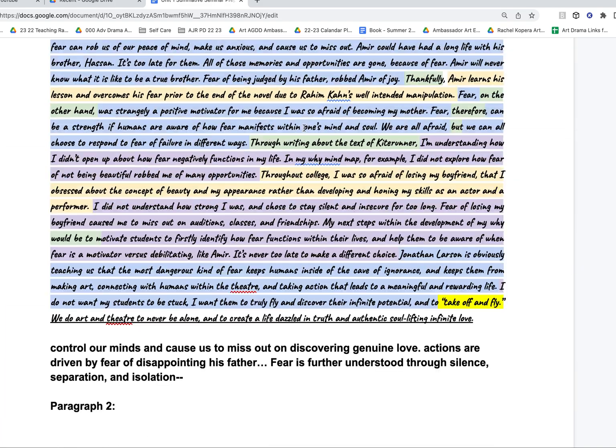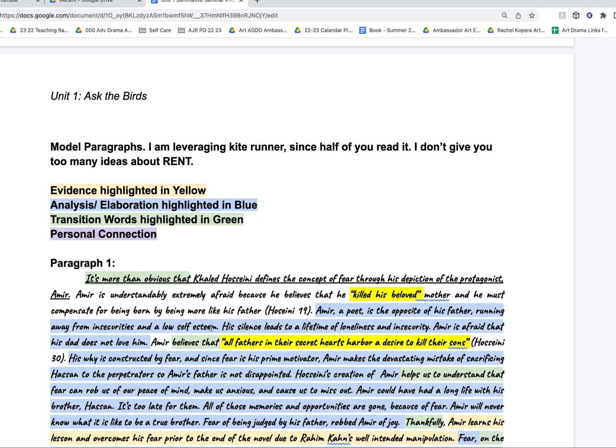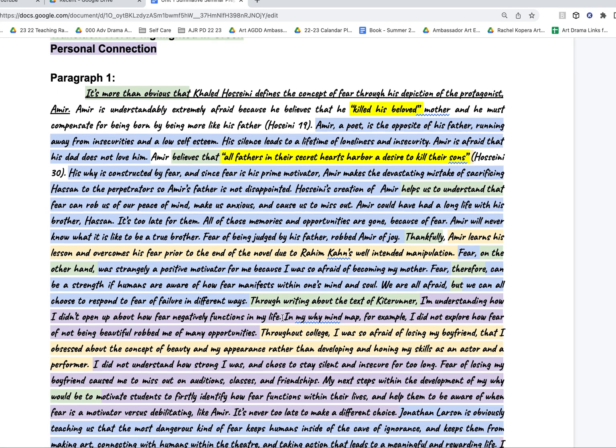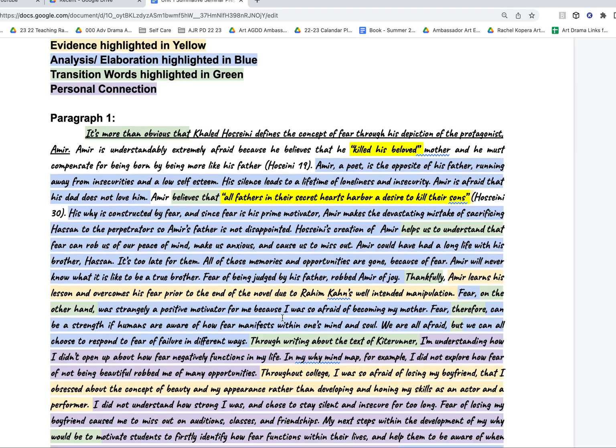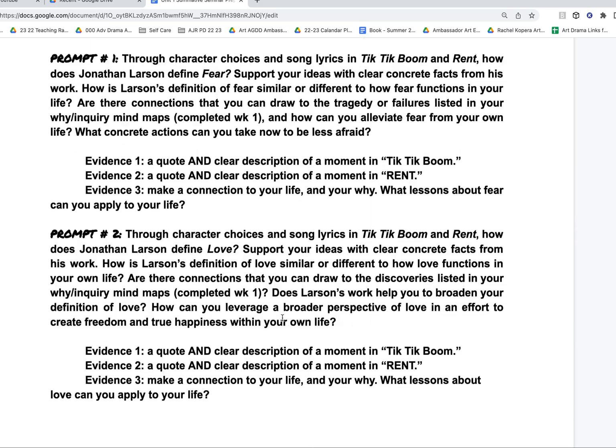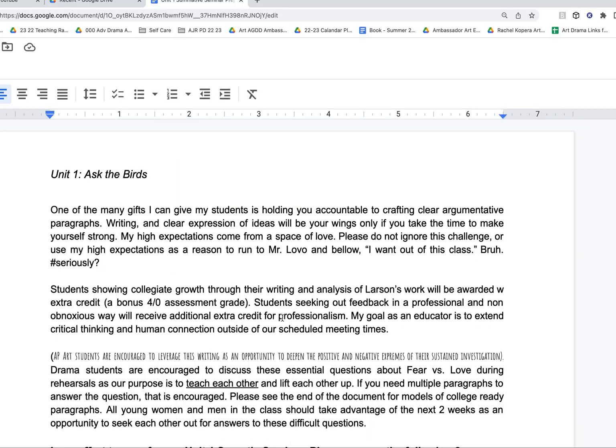Okay, but so the assignment is, right, to define fear and define love with Tick, Tick, Boom and the movie Rent, if you're in my class. I hope this helps.